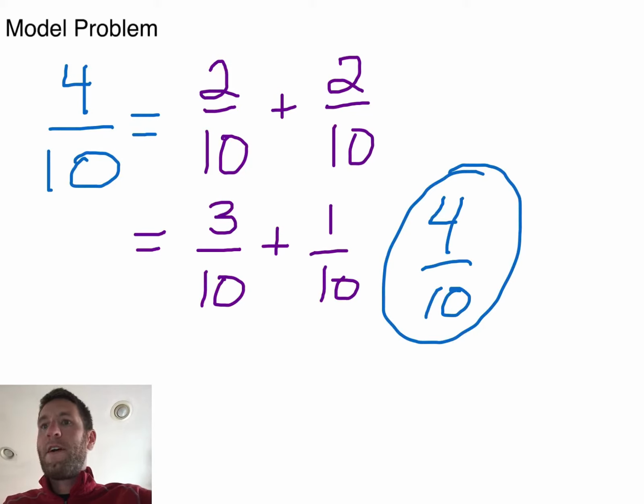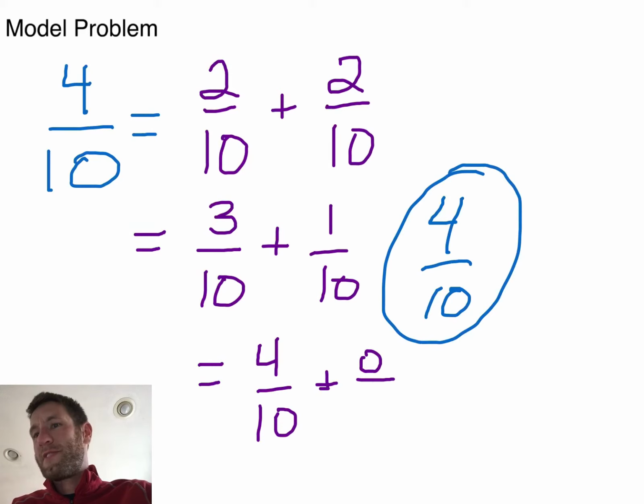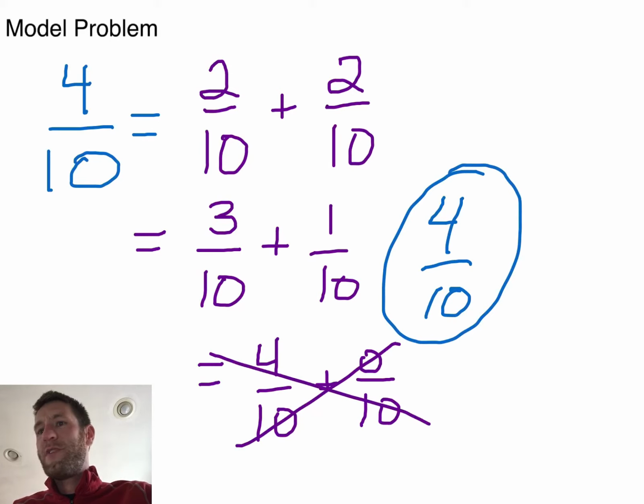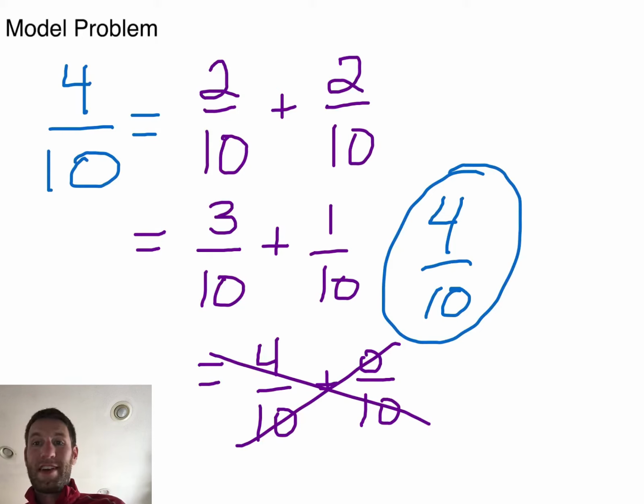Think of other combinations, but what you want to avoid especially is saying 4/10 plus 0/10. We do not want to write them like that, because 0/10 isn't a fraction, because 0, as you remember from the number devil especially, is nothing. You can't have a fraction of nothing.